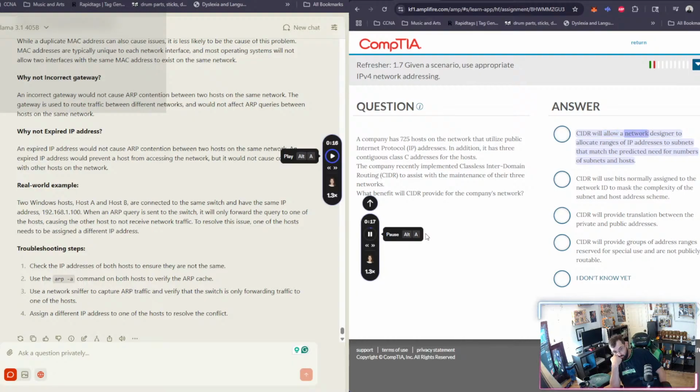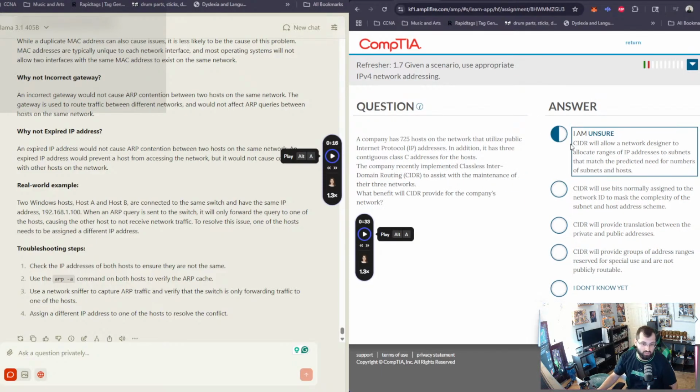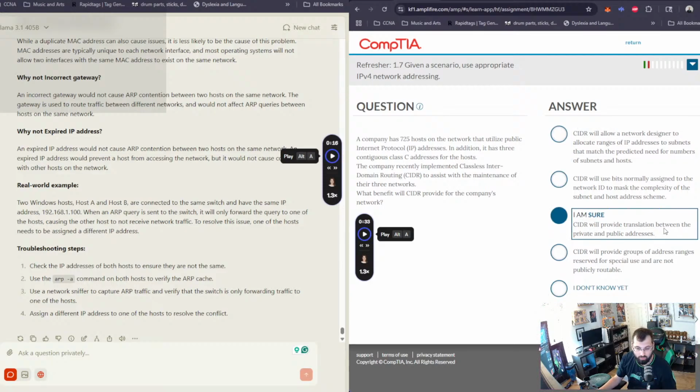CIDR will allow a network designer to allocate ranges of IP addresses to subnets that match the predicted need for numbers of subnets and hosts. CIDR will use bits normally assigned to the network ID to mask the complexity of the subnet and host address scheme. CIDR will provide translation between the private and public addresses. CIDR will provide groups of address ranges reserved for special use and are not publicly routable. This one seems correct, but I don't think CIDR has anything to do with subnets. I'm gonna go with this one because that was my original thought. Okay.